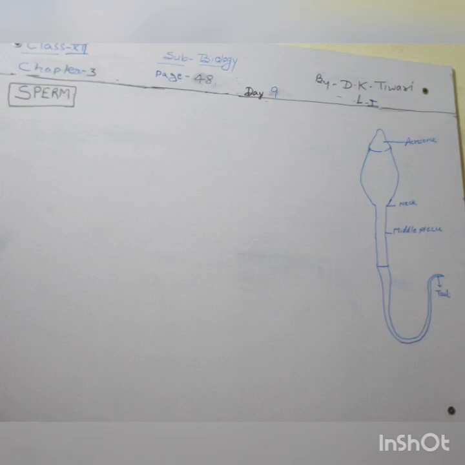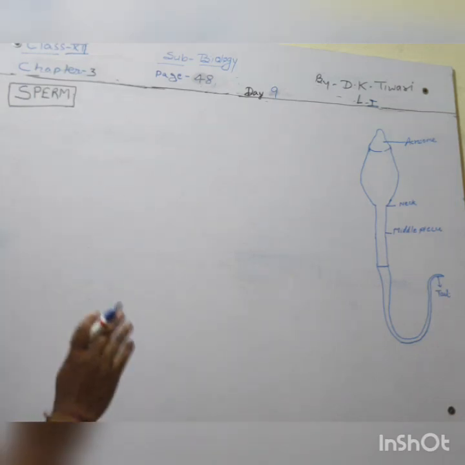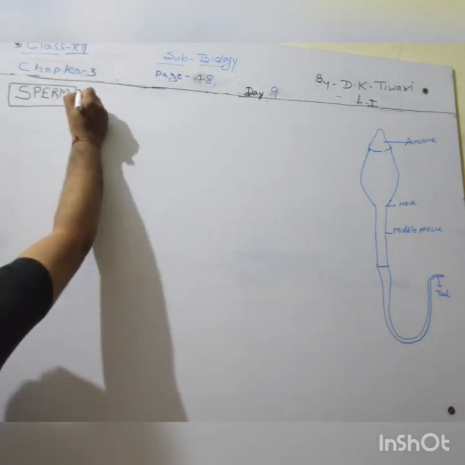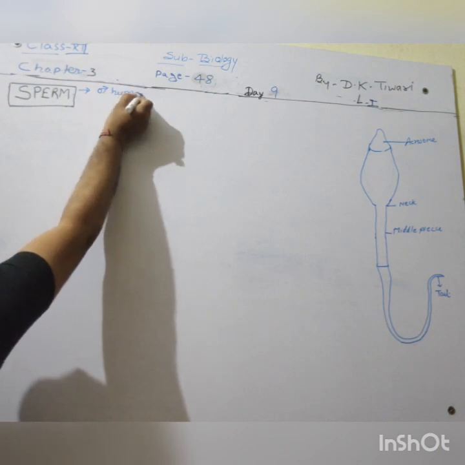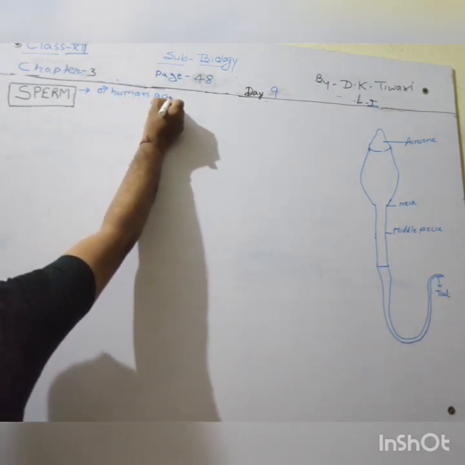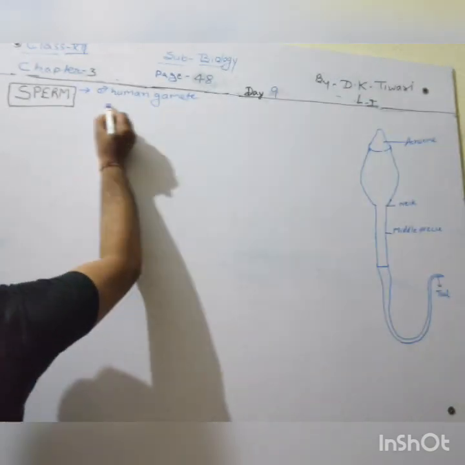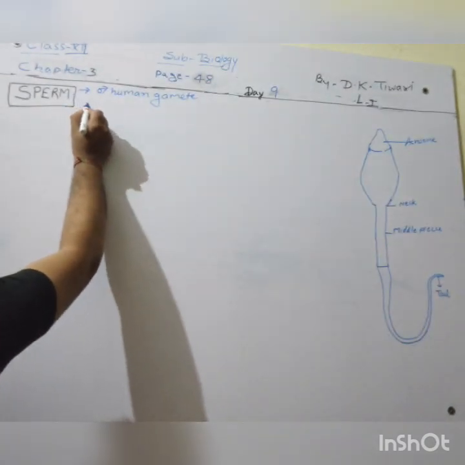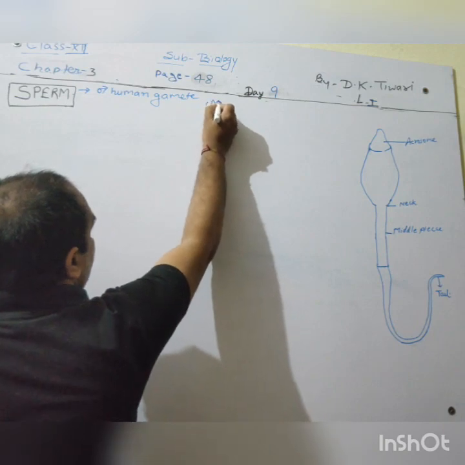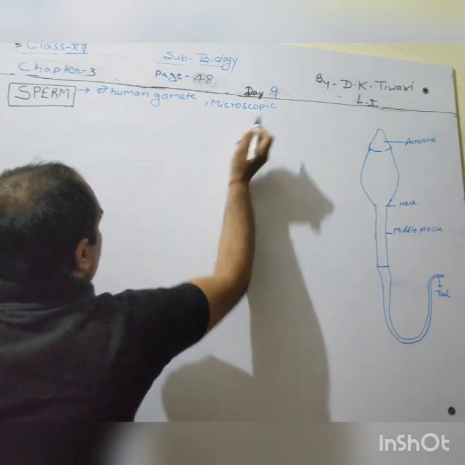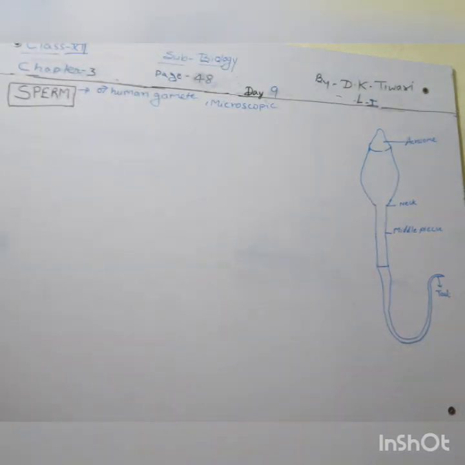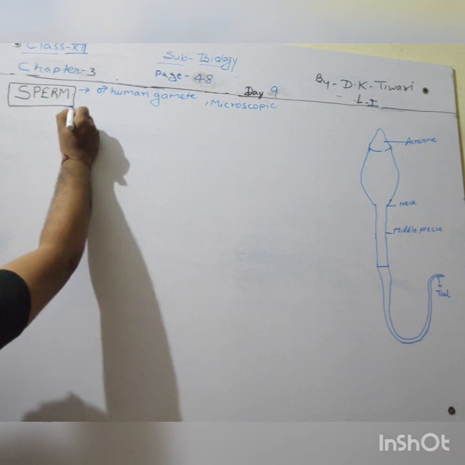Students, let's study about the sperm. First of all, we know that it is the male human gamete. Being a gamete, it should be microscopic. Human sperm are basically microscopic and it includes some parts.